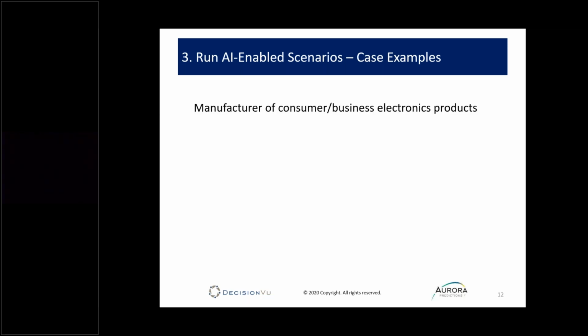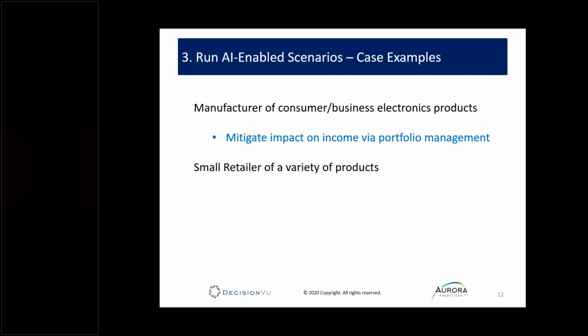One is a manufacturer of consumer and business electronic products. Here, our scenario is that we think the way to combat this COVID crisis is through our product portfolio management. The second thing we're going to do is a small retailer of a variety of products. And we're actually going to do artificial intelligence forecasting and simulations, and we're going to do a Monte Carlo risk simulation.